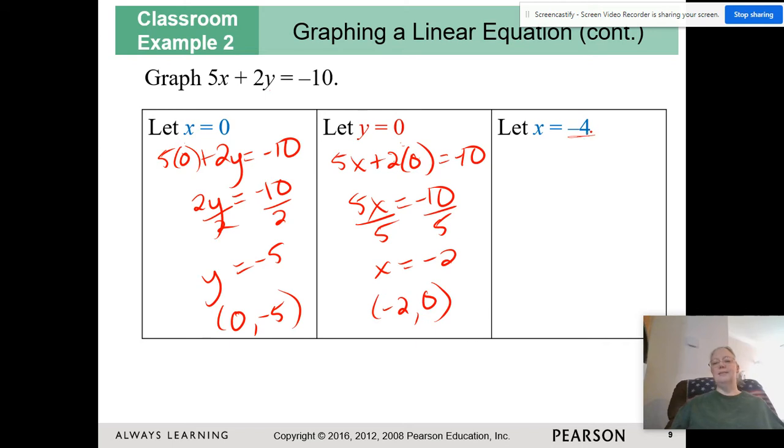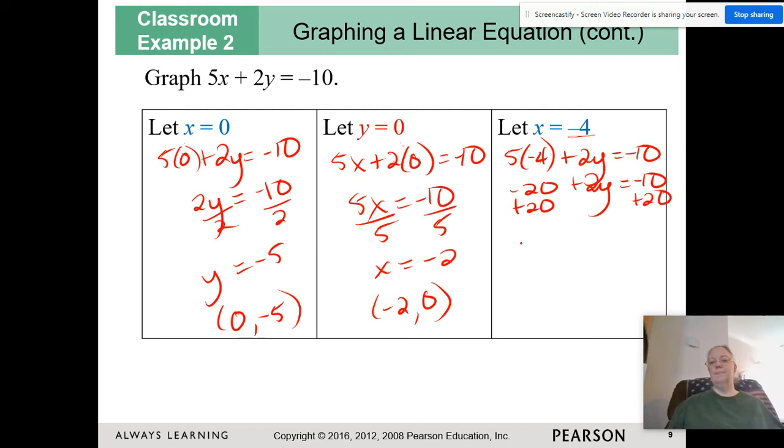And then we're going to plug in x equals -4. So we have 5 times -4. Multiply. We are going to add 20 to both sides. Remember, if the signs are opposite, we're going to subtract the numbers and take the sign of the bigger one. Divide by 2. And we have the point -4, 5.